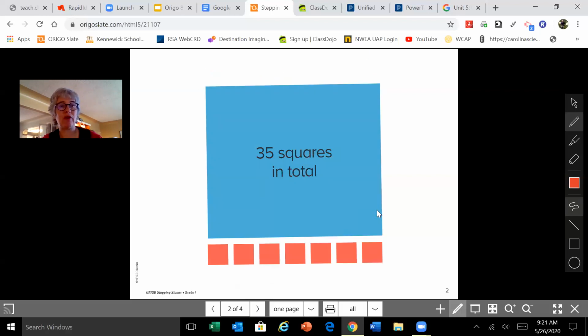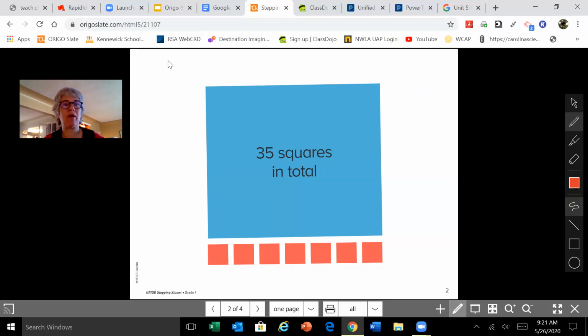I've got 35 squares in total. Now this one I'm not going to draw out. So we're going to say that I've got 35 in here. Well, let's see what we have on this side. 1, 2, 3, 4, 5, 6, 7. So if I think about this, it would be 35 divided by 7 equals this number over here.